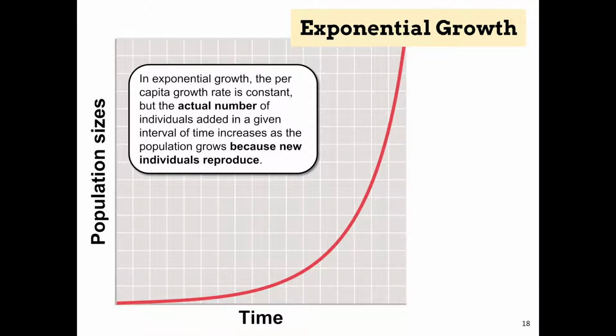The per capita growth rate, R, is commonly called the intrinsic growth rate of a population. And we can define intrinsic growth rate as the maximum rate of growth when no environmental factors limit the population increase.